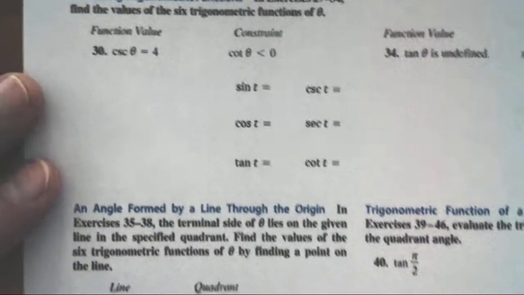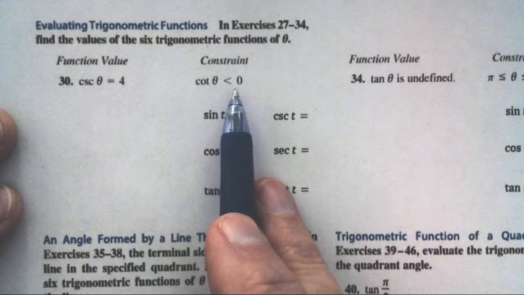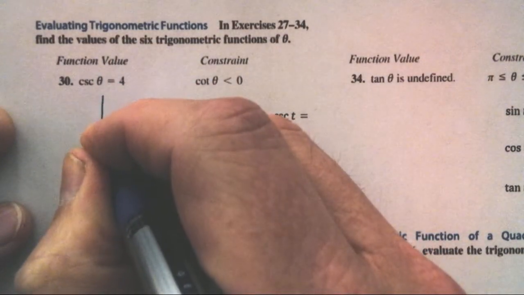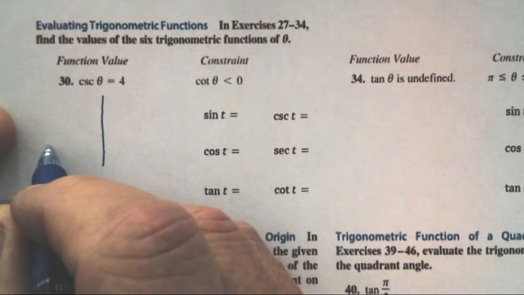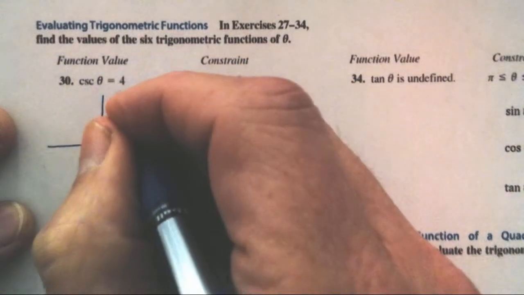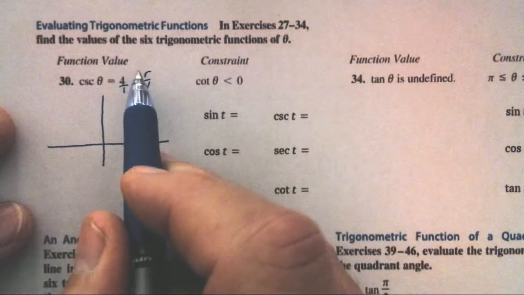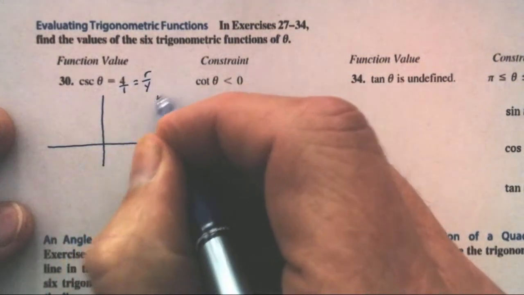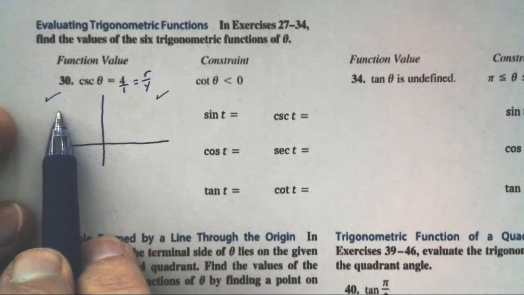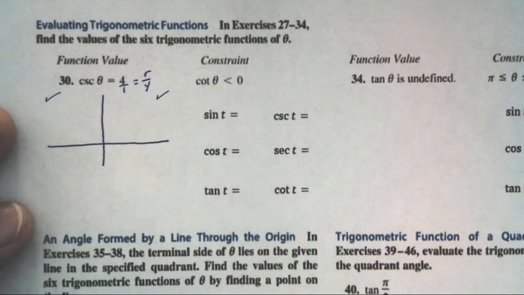Okay, now cosecant is 4's function value, and they give a constraint that says cotangent is less than 0. What's that all about? Well, if cosecant is 4, cosecant is sine's reciprocal, sine is y on r, this is r on y. R is always positive, y must be positive. So what quadrant should I build this in? Should I have a triangle in the first quadrant or a triangle in the second? Those are the places where cosecant is positive.